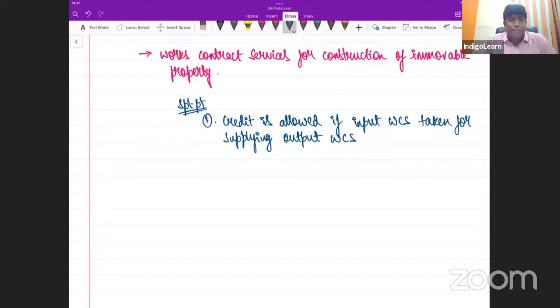Clear, friends? For example, let's say I'm a construction company. I'm giving a works contract service to my customer. And to provide that works contract service to my customer, I have taken some input works contract service. In that case, credit is allowed. Clear? Good. Next.